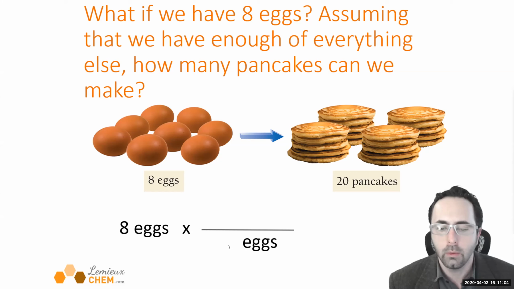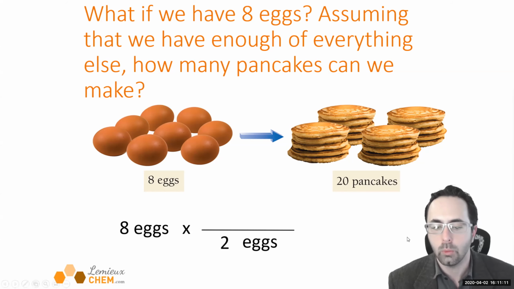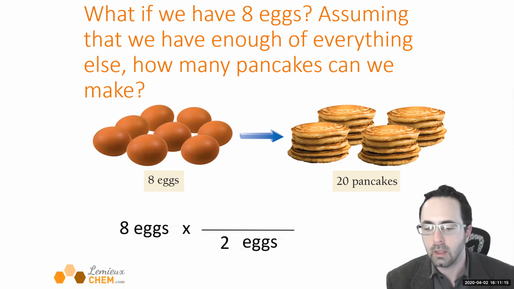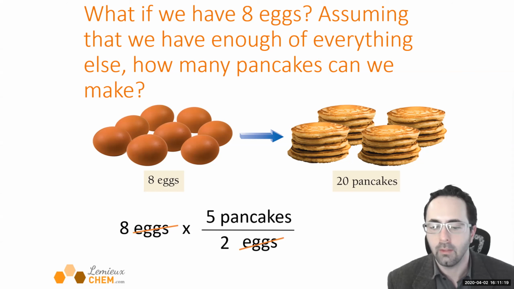We're going to put the number that went with the eggs in our ratio next to it. So that number was 2. And then we know that 2 eggs in our recipe means, canceling the eggs here, that we can make 5 pancakes. It's 5 pancakes per 2 eggs. And so the eggs cancel and we get pancakes. Then we're going to multiply and divide. Remember, you don't have to do anything fancy.